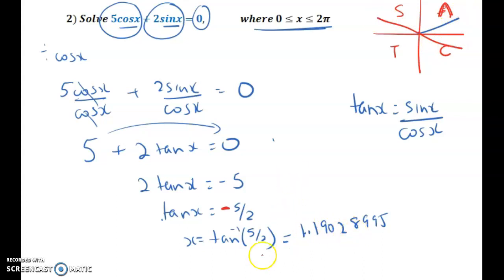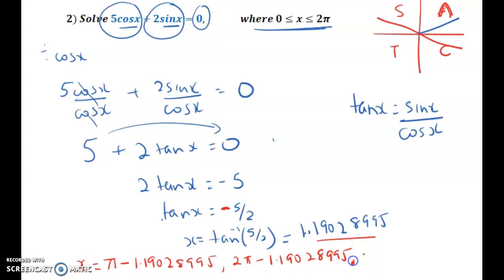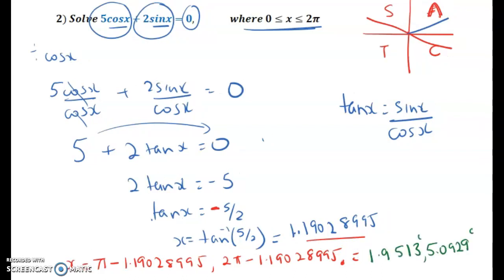So for me to get the second quadrant answer, I'll have to take that same value here that I got here, and I'll have to take pi and take it away from pi. So I'll have to do this, and for me to get the fourth quadrant answer, I will have to take 2 pi and take the full value away as well. So simplifying these two answers, I will end up getting 1.9513 radians and 5.0929 radians. So this is my answer for my second question.